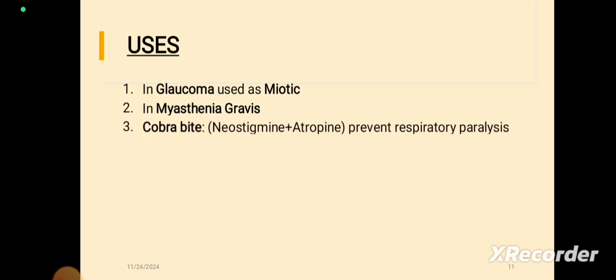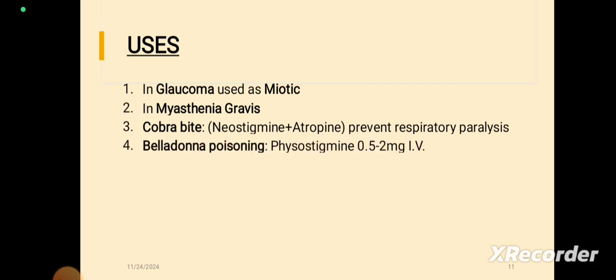Next is in myasthenia gravis. Myasthenia gravis means also a disease of eye, and then it can be used in cobra bite. If a snake bites you, then neostigmine plus atropine, they both prevent respiratory paralysis. So you will be saved from respiratory paralysis. Next, it can be used in belladonna poisoning. Physostigmine IV injection, IV means intravenous injection, can be given in belladonna poisoning.